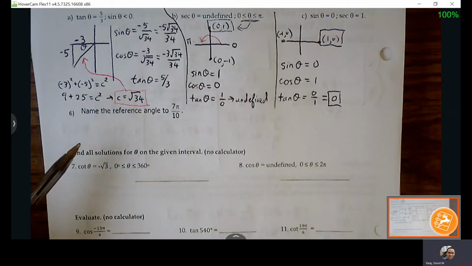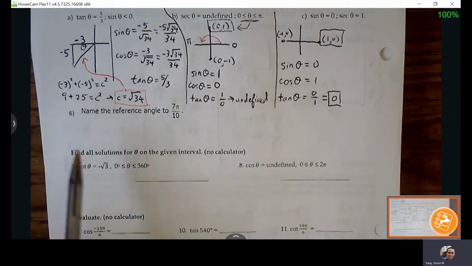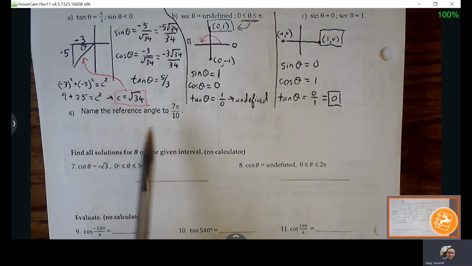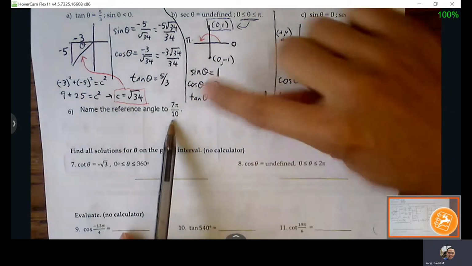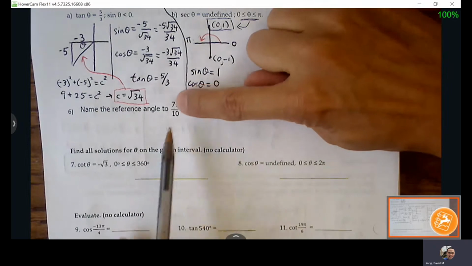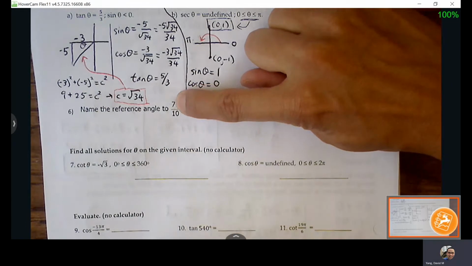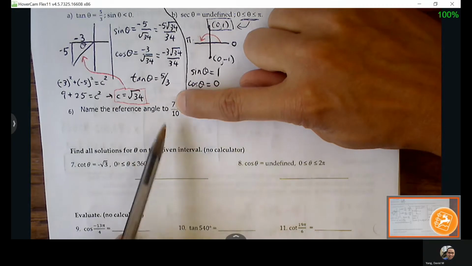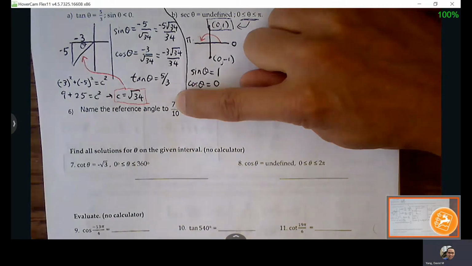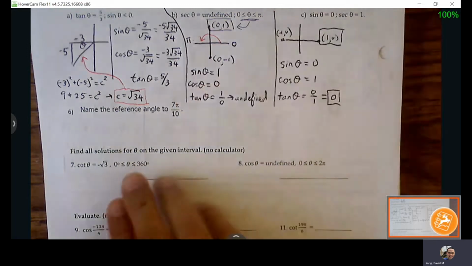Okay, questions so far? Number 6, name the reference angle for 7 pi over 10. Now, just look at this fraction here. Just look at that 7/10. Where is that going to be? First, second, third, or fourth quadrant? All right, 7/10 is less than 1, right? Less than 1, but more than a half. So that's going to be second quadrant, right? Okay.